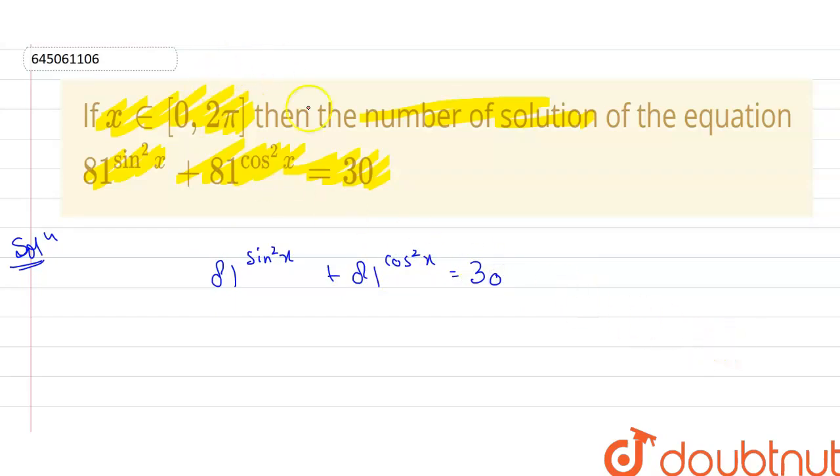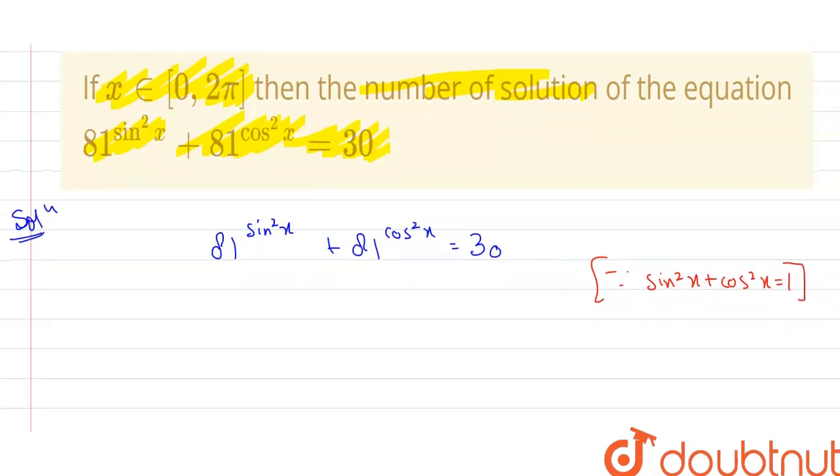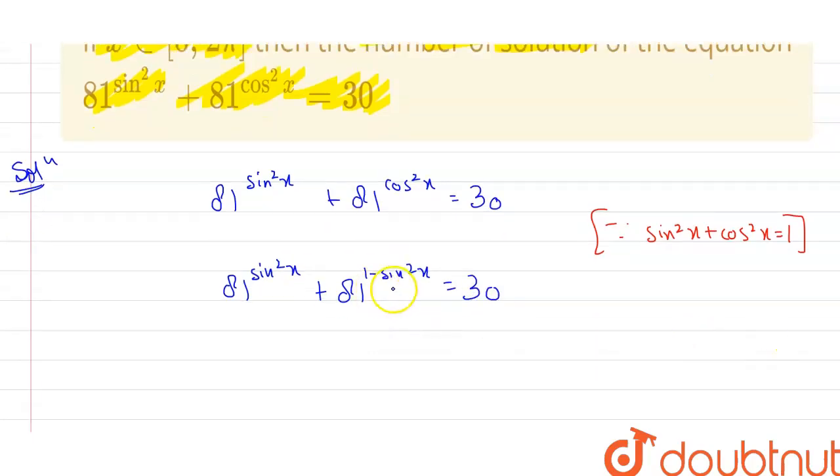Now we know that sin²x plus cos²x equals 1. So in that case I can write this equation as 81^(sin²x) plus 81^(1 − sin²x), writing cos²x as 1 minus sin²x. No confusion here. This is equals to 30.